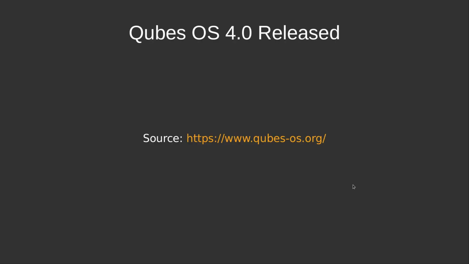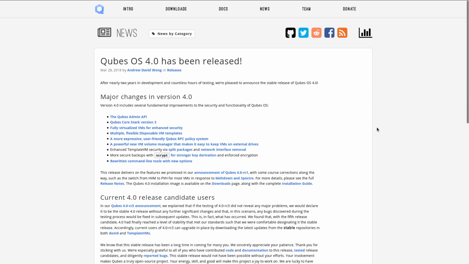So, Qubes OS 4.0 released. For those who don't know, Qubes OS is a security-focused desktop operating system that aims to provide security through isolation, and it uses Xen for virtualization. This is a major new release, and the top changes are that they now provide a Qubes admin API. The Qubes core stack was upgraded to version 3.